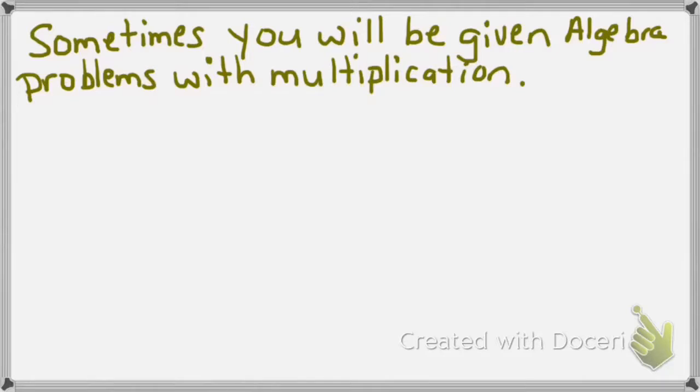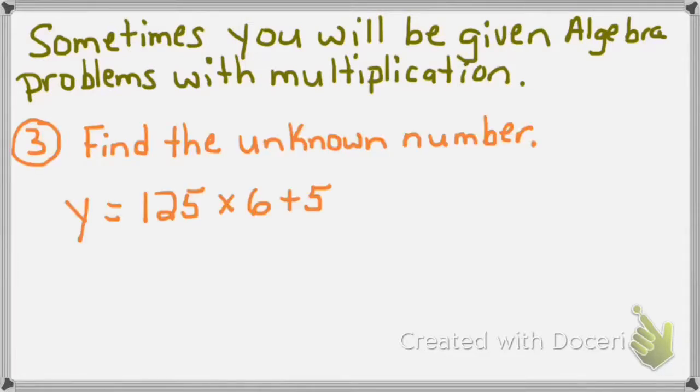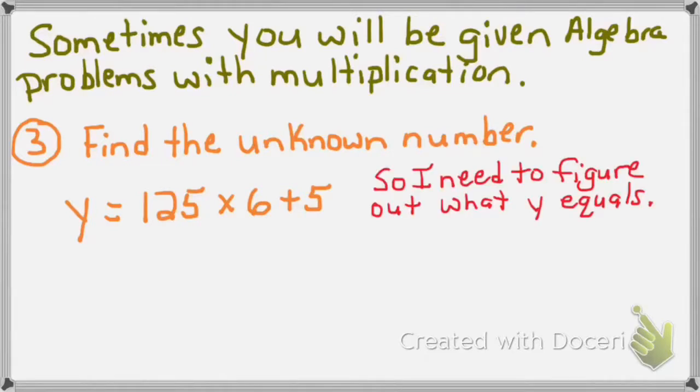Sometimes you'll be given an algebra problem with multiplication. Let's take a look at example number 3 to see how this is done. Number 3 says find the unknown number. Y equals 125 times 6 plus 5. So I need to figure out what y is equal to. Well, let's go through and solve what I know.